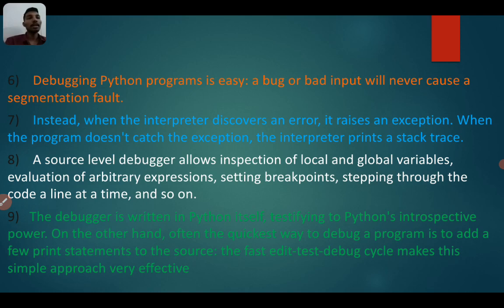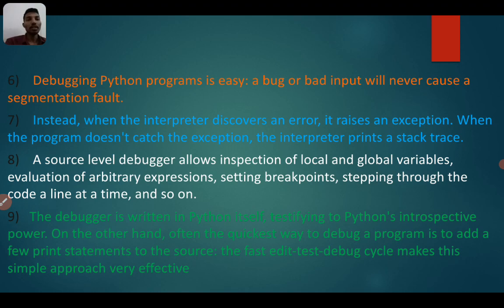A bug or bad input will never cause a segmentation fault. Instead, when the interpreter discovers an error, it raises an exception. When the program doesn't catch the exception, the interpreter prints a stack trace. A source level debugger allows inspection of local and global variables, evaluation of arbitrary expressions, setting breakpoints, stepping through the code a line at a time, and so on. The debugger is written in Python itself, testifying to Python's introspective power.